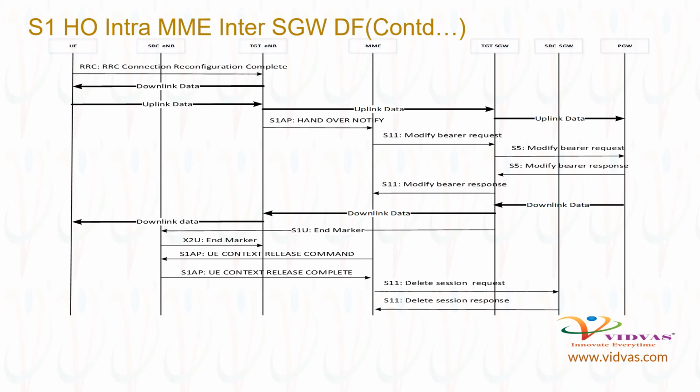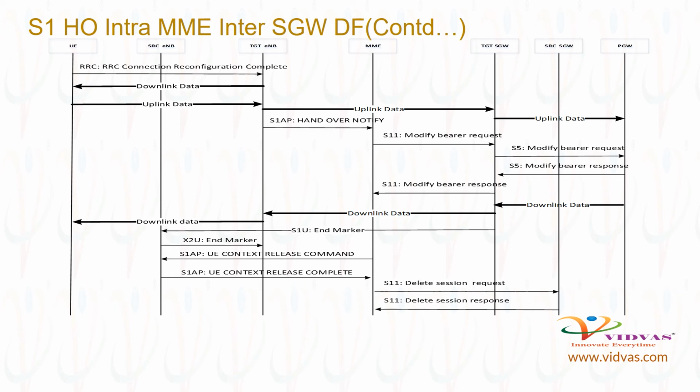Target SGW sends S1 end marker to source ENB. This is to inform source ENB that handover is complete, and source ENB does not need to forward data to target ENB anymore. Source ENB sends X2 end marker to target ENB, to inform target ENB that target ENB can discard any packet that it may receive from source ENB on X2U interface.